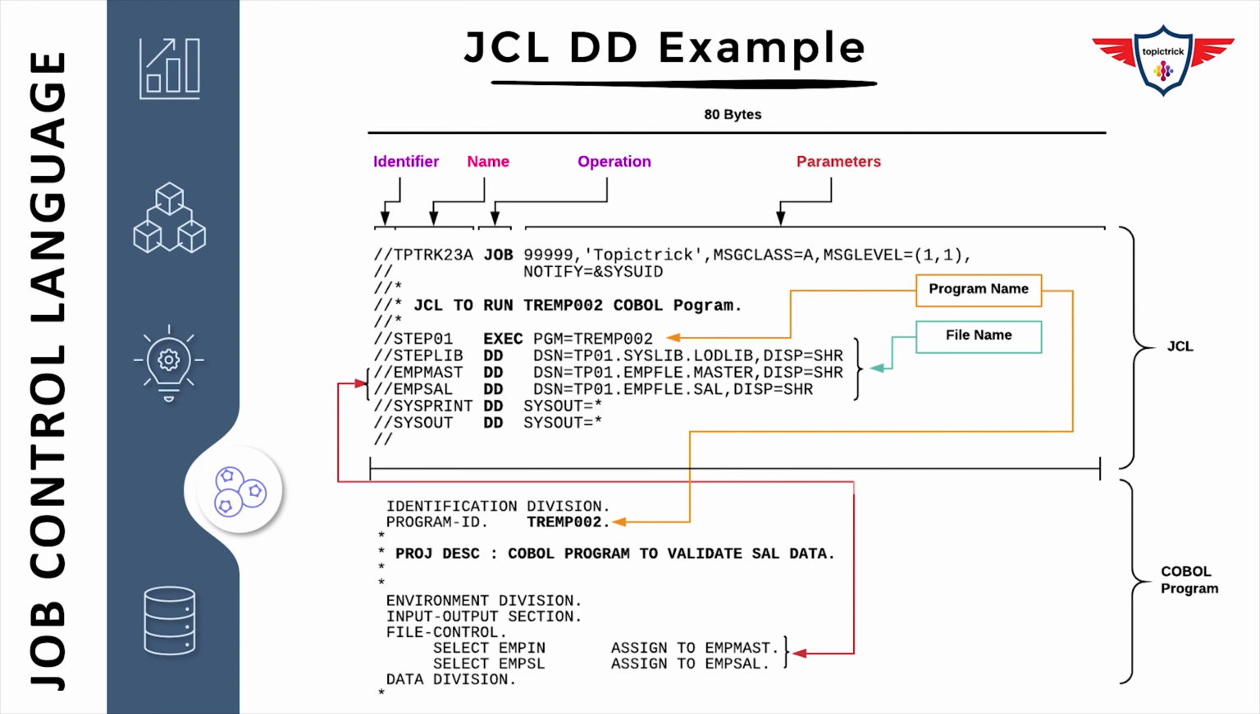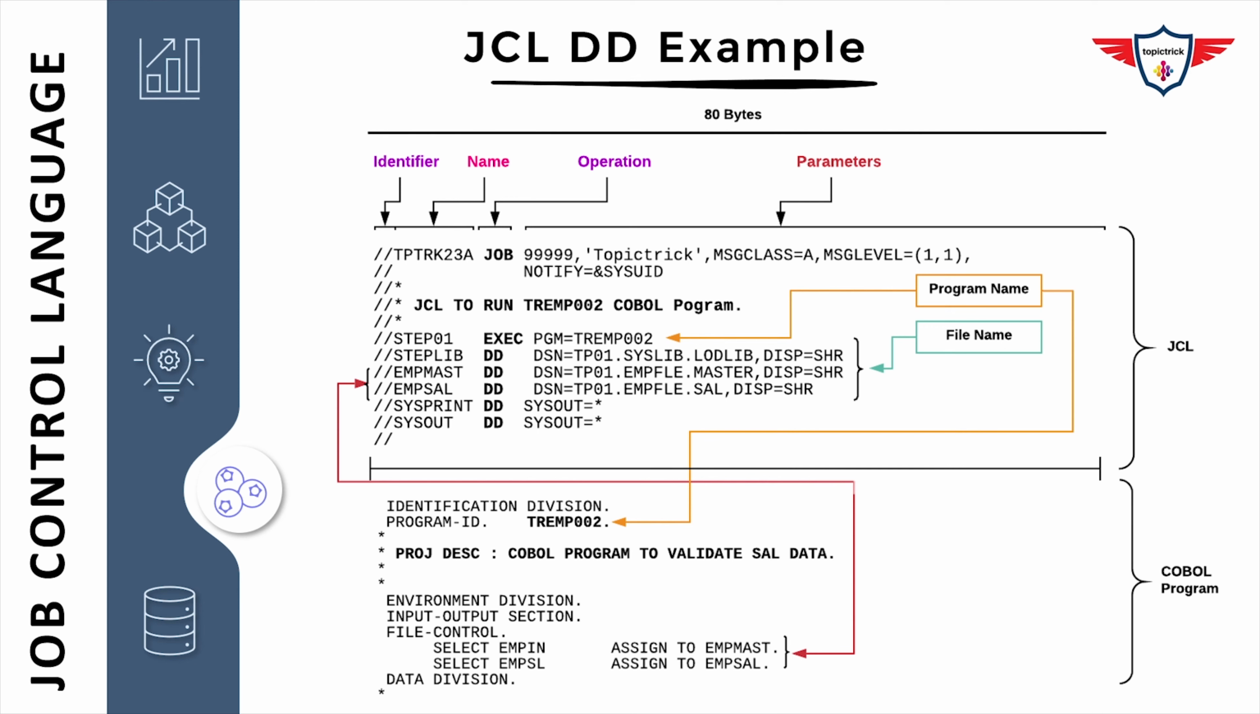Now let's move on to the next example, where I'll showcase how exactly the logical file names of a COBOL program are mapped to the JCL DD names or to an actual file in your JCL. So in this example, you have a sample JCL which is executing a COBOL program, that is tremp002, and there are two files that this program is actually using. First one is emp-mast and second one is emp-sal.